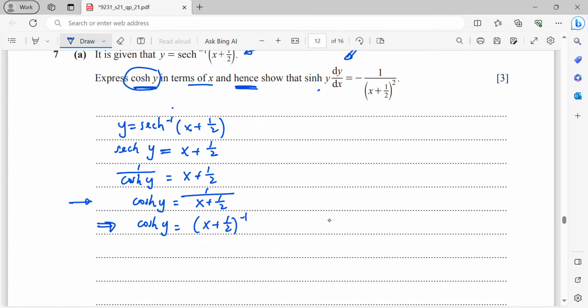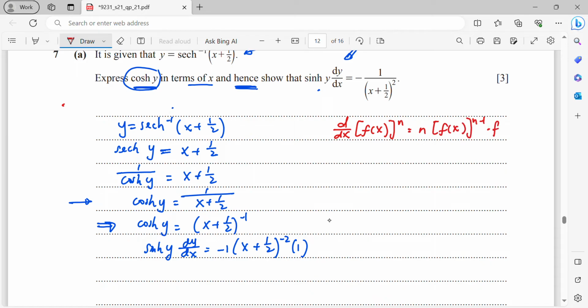So now, differentiate cos y, it is sin y dy over dx. And then we differentiate x plus half to the power of negative 1, bring down the negative 1, rewrite the function. We are using the power rule now. Then power negative 2 and differentiate x plus half is 1. So this is the power rule. Differentiate f(x) to the power of n, it will be n f(x) to the power of n minus 1 times f prime x.